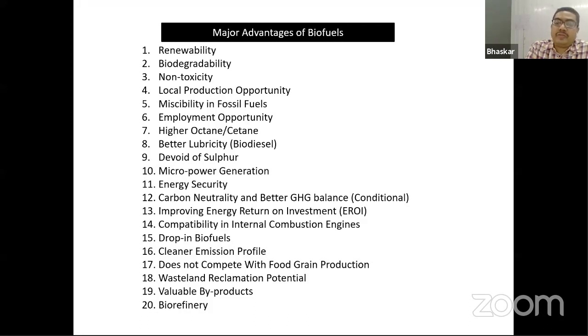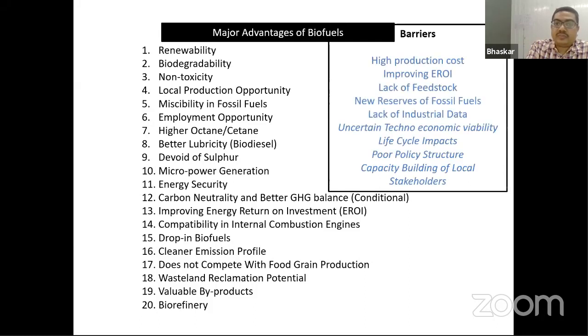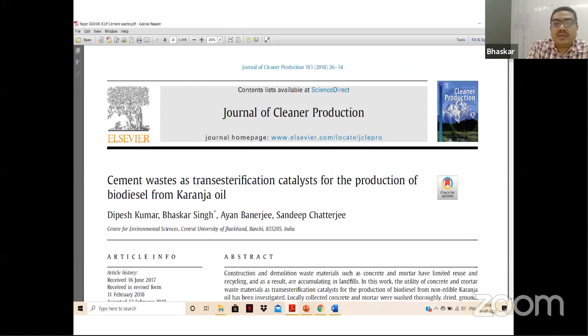In a biorefinery approach, we get various products from a single feedstock through a circular economy. The barriers, as we know, are high production cost, and we have to improve the EROI, that is energy return on energy invested. It must be more than one. If you are investing 1 unit of energy, we must get more than 1 unit of energy back. Other barriers are lack of feedstock, lack of industrial data, uncertain techno-economic viability, life cycle impact assessment, poor policy structure, and capacity building of local stakeholders.